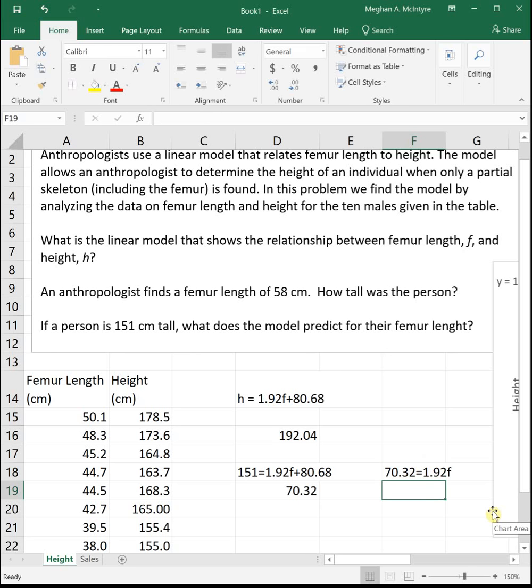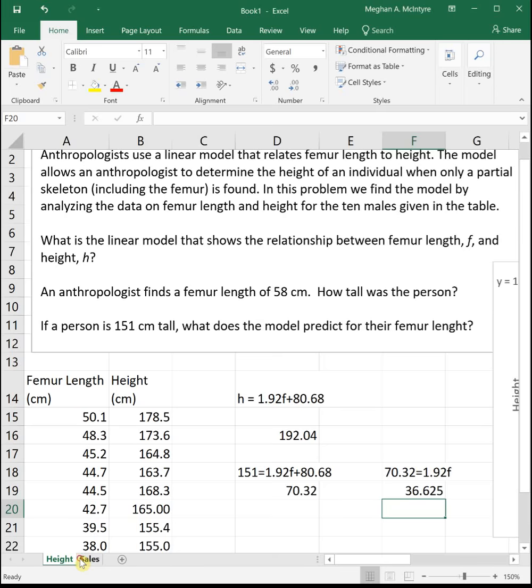And then to get F all by itself, to get the answer, we need to take 70.32 and divide it by 1.92. So if somebody is 151 centimeters tall, we predict that their femur length is 36.63 centimeters, rounding that to 2 decimal places.